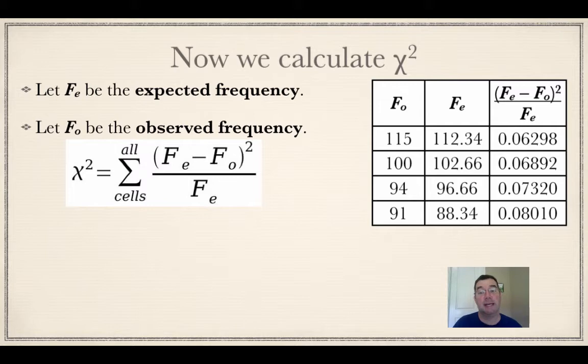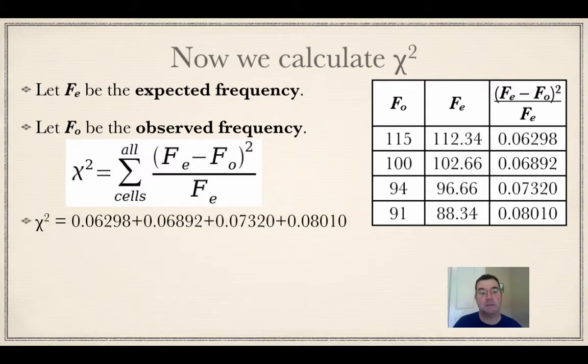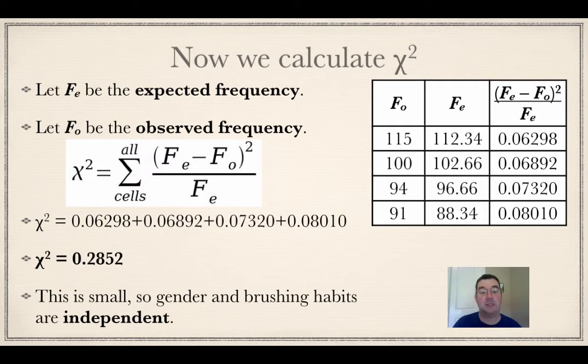Just looking at the last column there, if I look at the formula, I need to add all of those decimals up. So if I do, then my chi-squared is 0.2852. Now this is small, so gender and brushing habits are independent. It doesn't matter whether you're a boy or a girl. It doesn't have any determination on how likely you are to brush your teeth regularly.